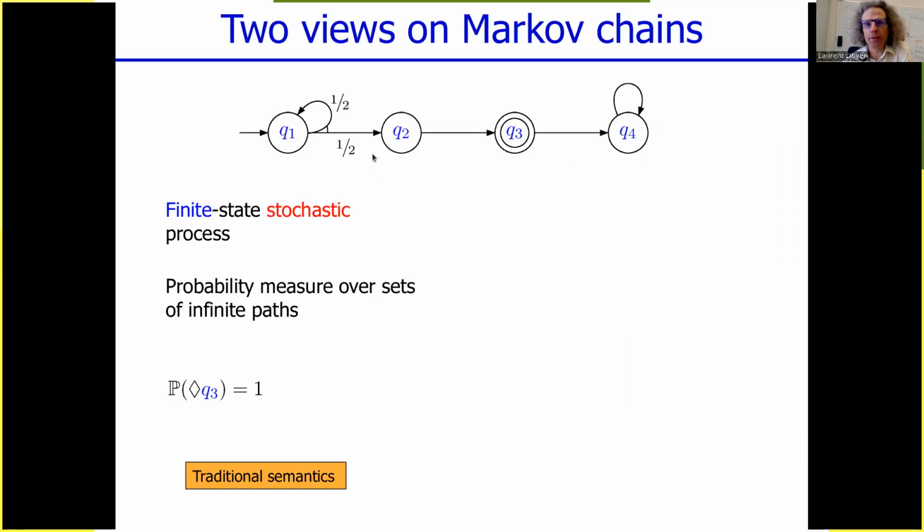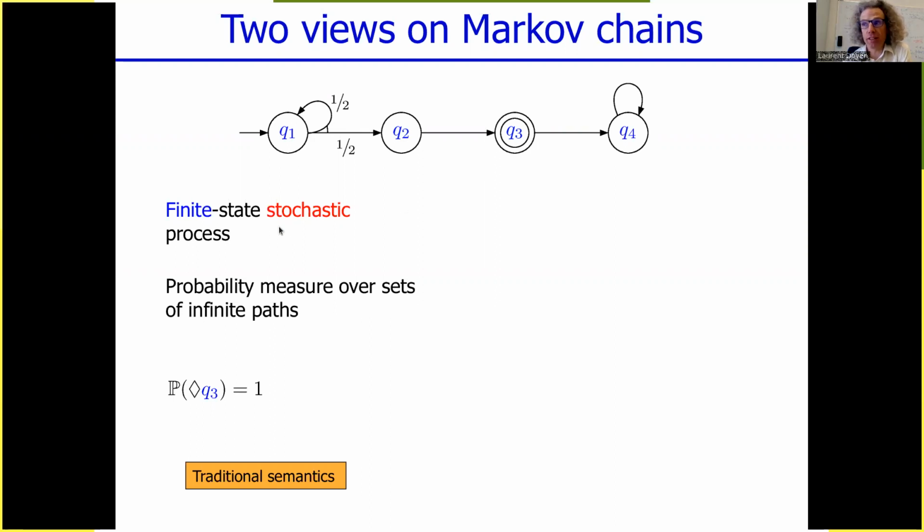So let me start with a simple example of a Markov chain. It's a directed graph where the edges are labeled with probabilities in such a way that in every vertex, the sum of the probabilities of the outgoing edges is equal to 1. If there is no label, it means probability 1. For example, from Q1, we have probability half to go back to Q1 and probability half to go to Q2. From Q2, we go to Q3 with probability 1 and so on.